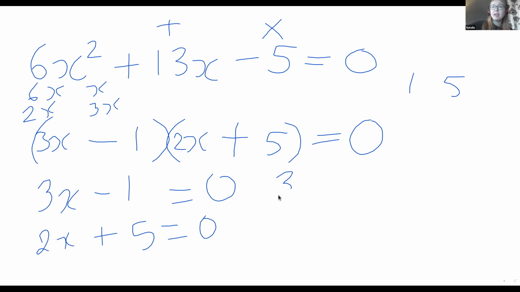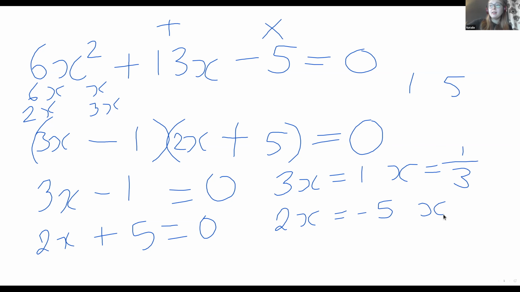This is the same as saying 3x is equal to 1, and so x is equal to 1 over 3, or a third. This is the same as saying 2x is equal to minus 5, and therefore x is equal to minus 5 over 2, which is the same as minus 2.5 if we wanted to put it as a decimal. And we have now solved that quadratic equation.